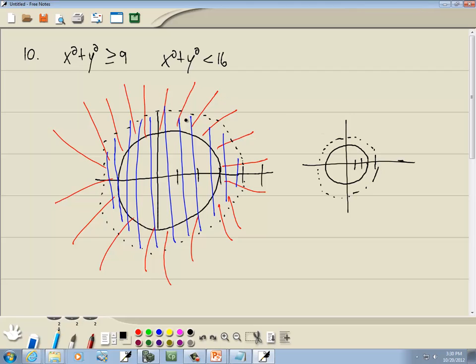Our answer is where they're both shaded. Well, if you look where the red and blue is, here in the middle, only blue. Here on the outside, only red. In between these two, it's both blue and red. So our answer is this shaded region in between the two lines. And that'd be our answer.